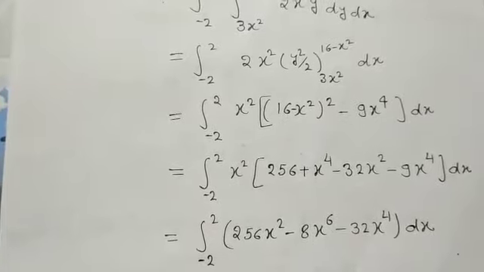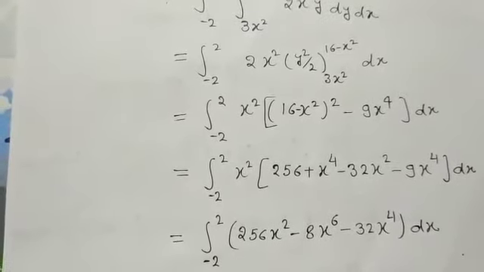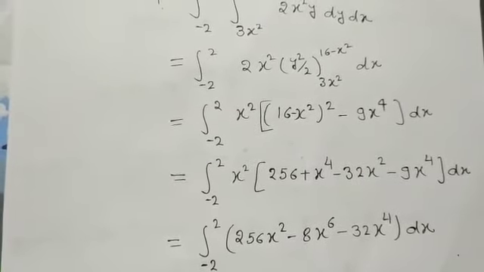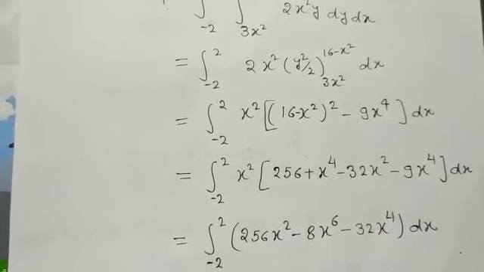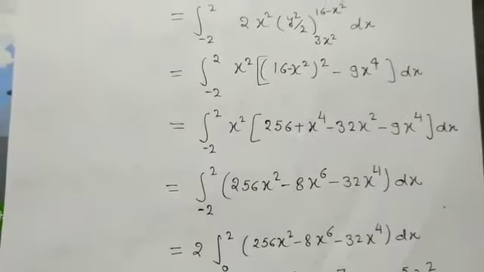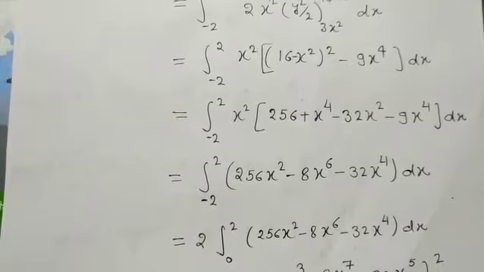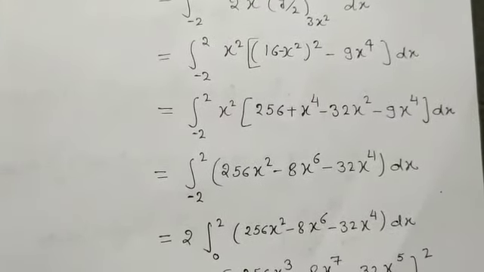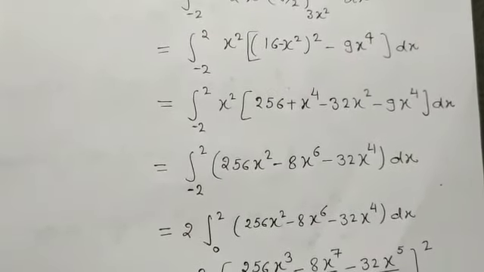That is, -2 to 2 integration of x square times 16 square, which is 256, and x square whole square is x power 4, and 2ab is -2ab, which is 32 x square, and minus x power 4 is also here. When you simplify that function and multiply this x square inside, you get this value. But as you have seen, this limit is running from -a to a, and your function depends on x square, x power 6 and x power 4, which means the total function is an even function.